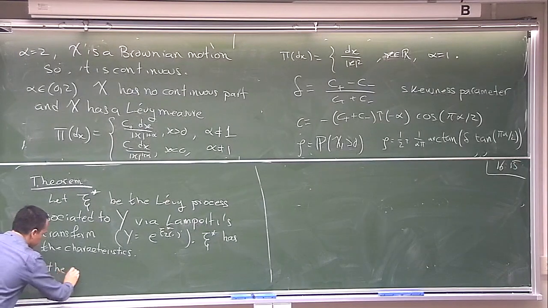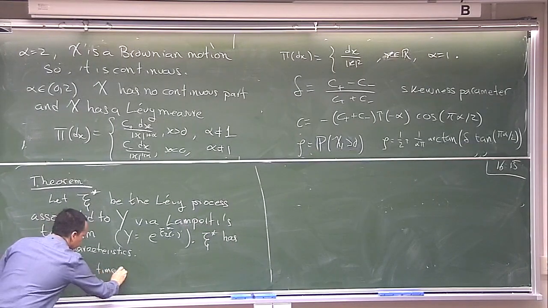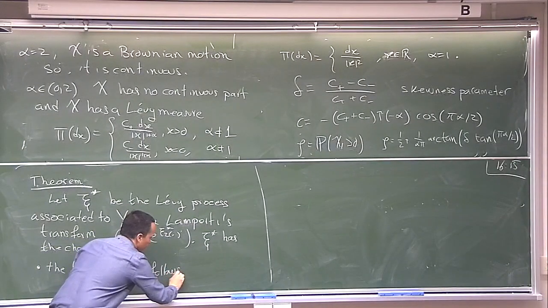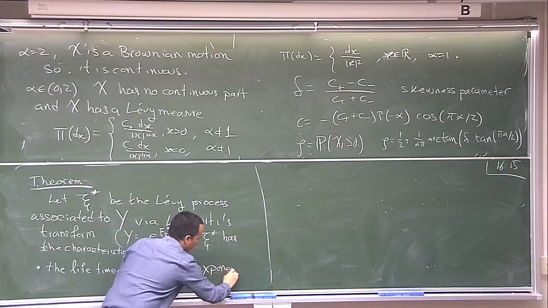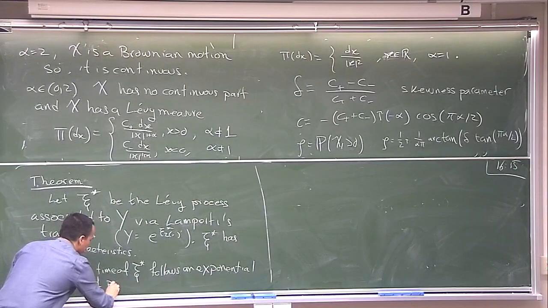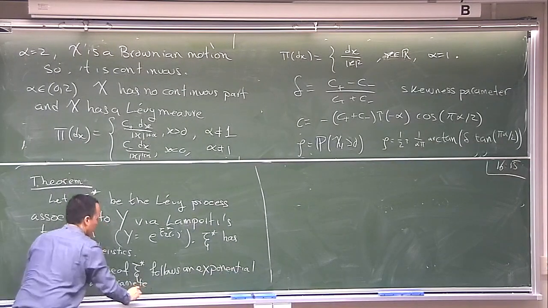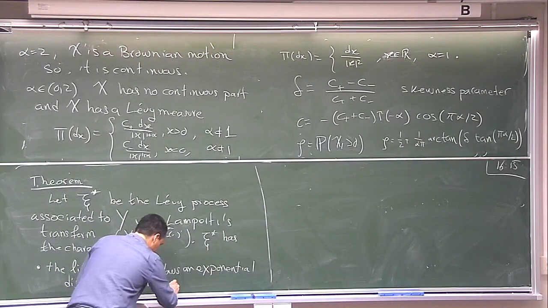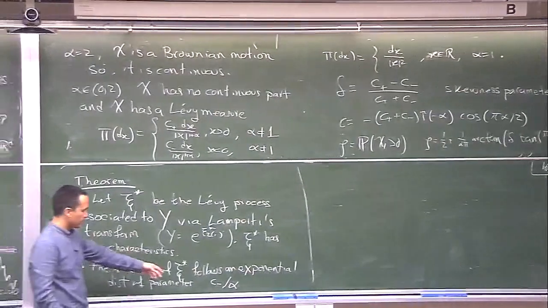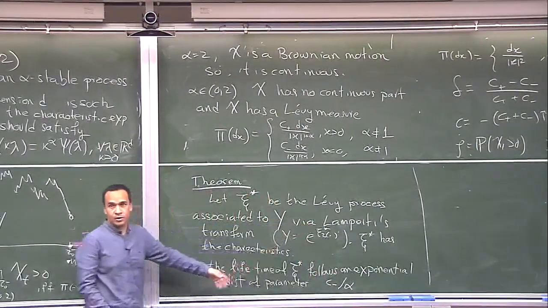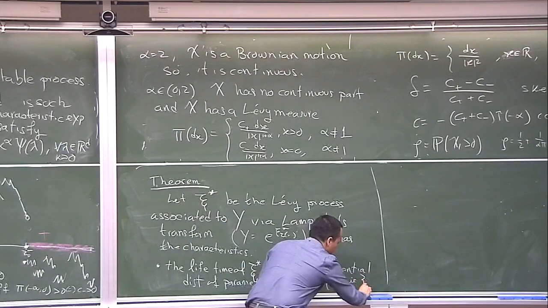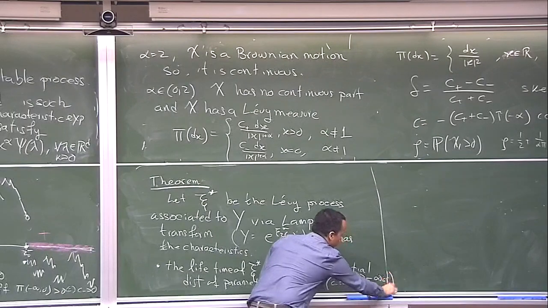The lifetime of psi star follows an exponential distribution of parameter C minus divided by alpha. So if C minus is zero, the exponential is infinite almost surely. C minus equal to zero means the lifetime is equal to infinity almost surely.